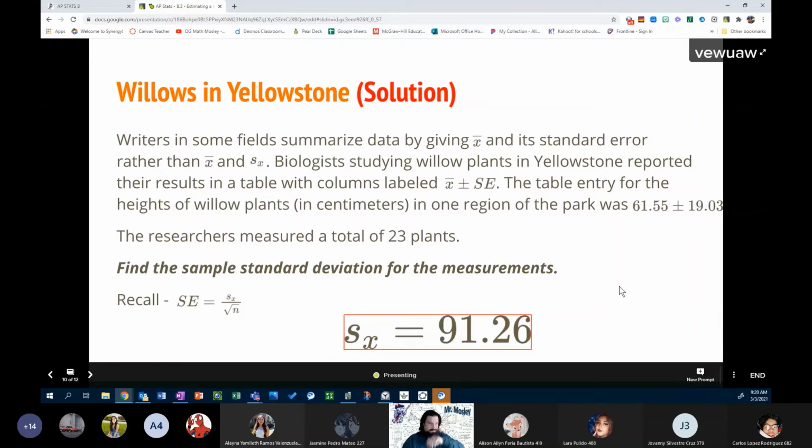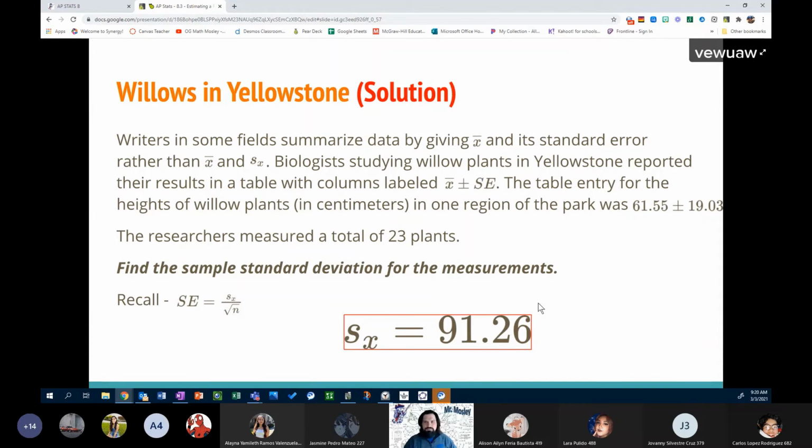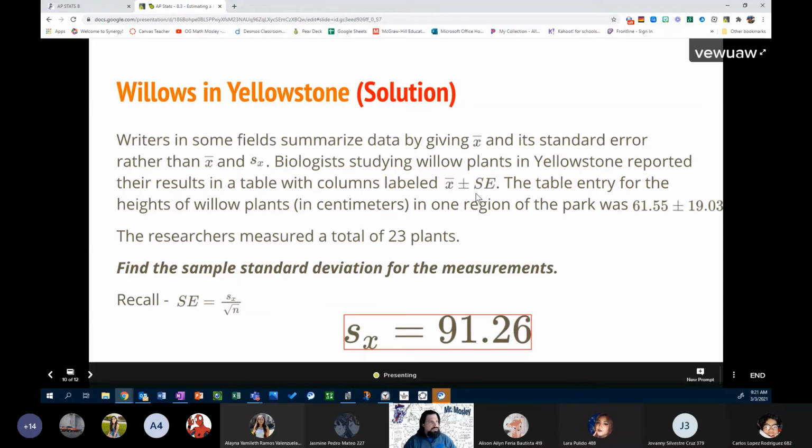All right. Well, so again, here's the solution, 91.26 centimeters. It doesn't like my math notation in here. I think that's the issue. Pear Deck's not happy with my math. We'll do it differently.